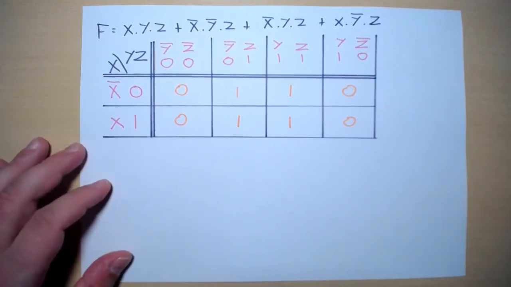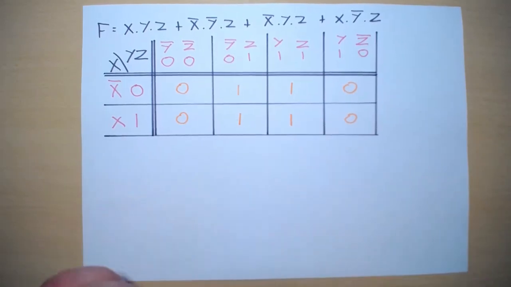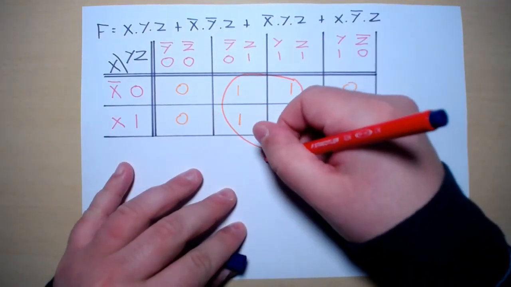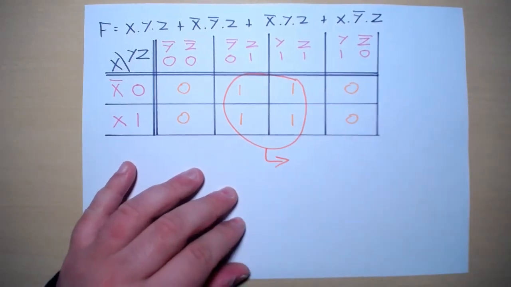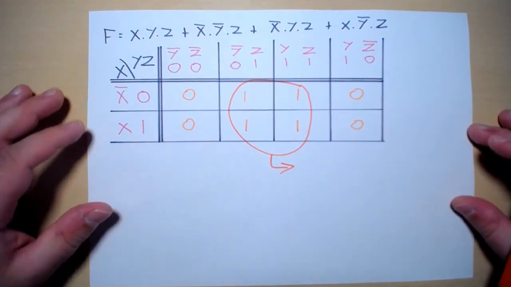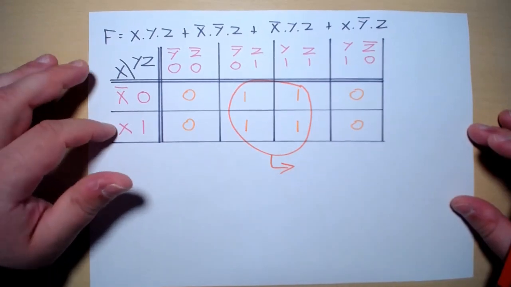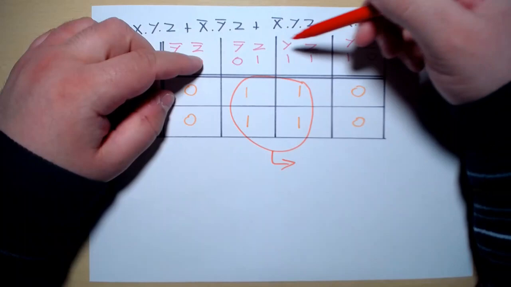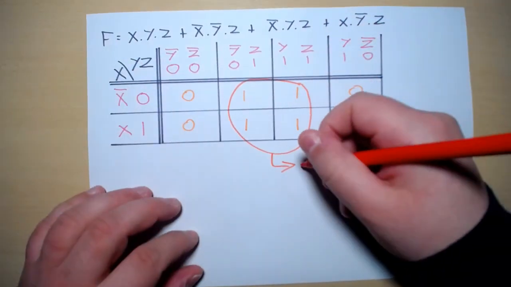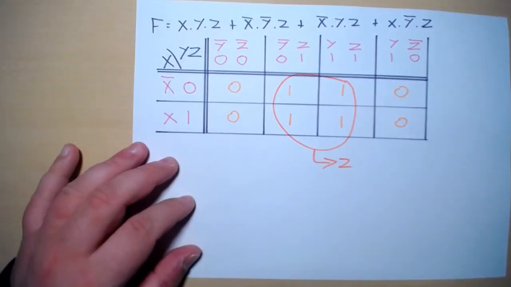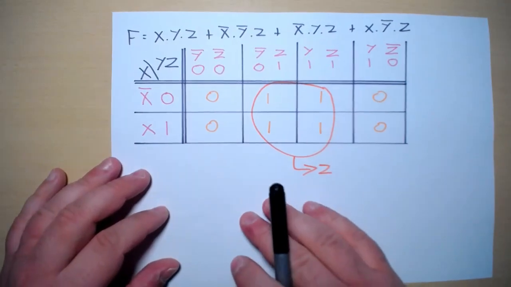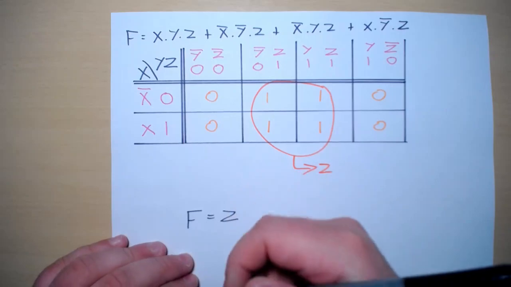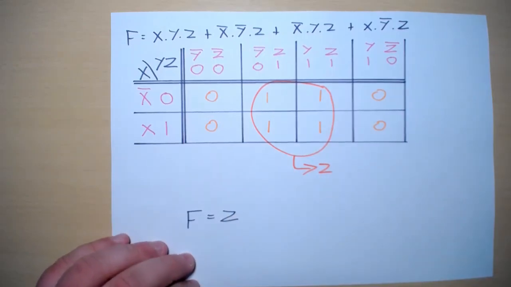In this case, we can group a group of 4 ones here, and if we check which inputs are common, x is obviously not common. If we check here, we have z, which is common on both columns. Therefore, the simplified version of this Karnaugh map is f equals z.